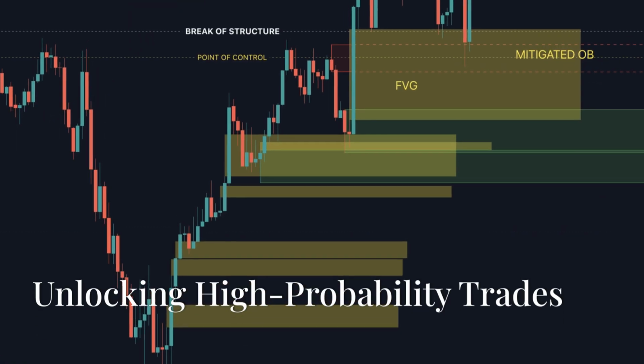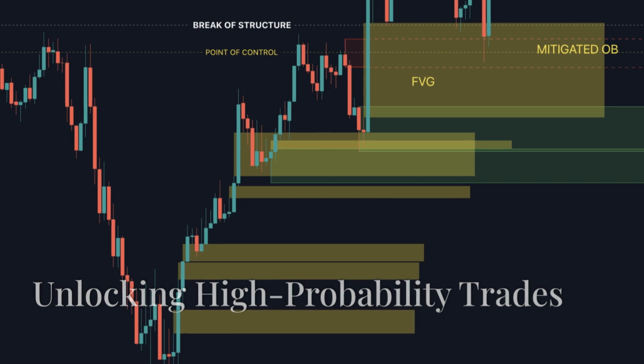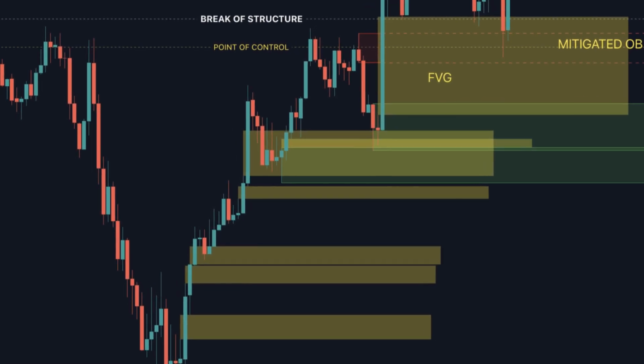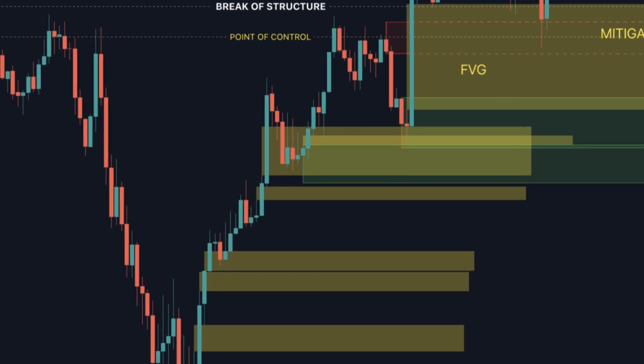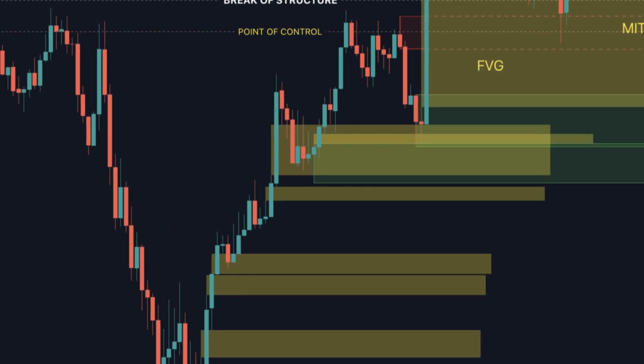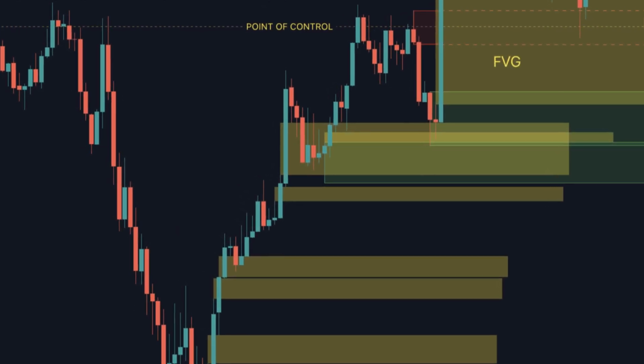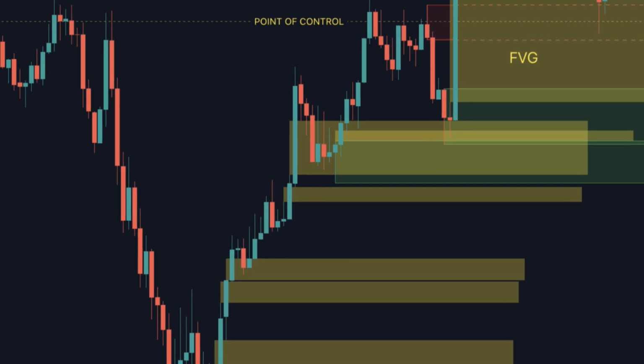Here's how to build a setup using these tools. First, identify a break of structure. Look for fair value gaps and order blocks forming around this level. Then, check if the point of control aligns with these zones.